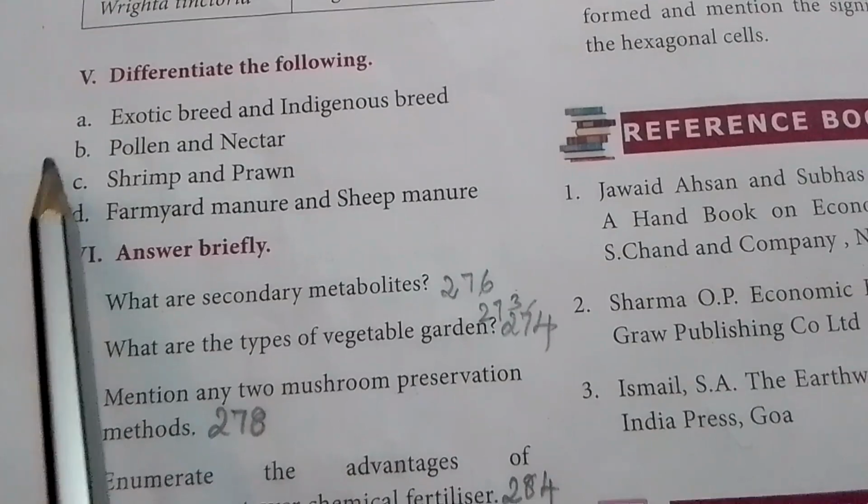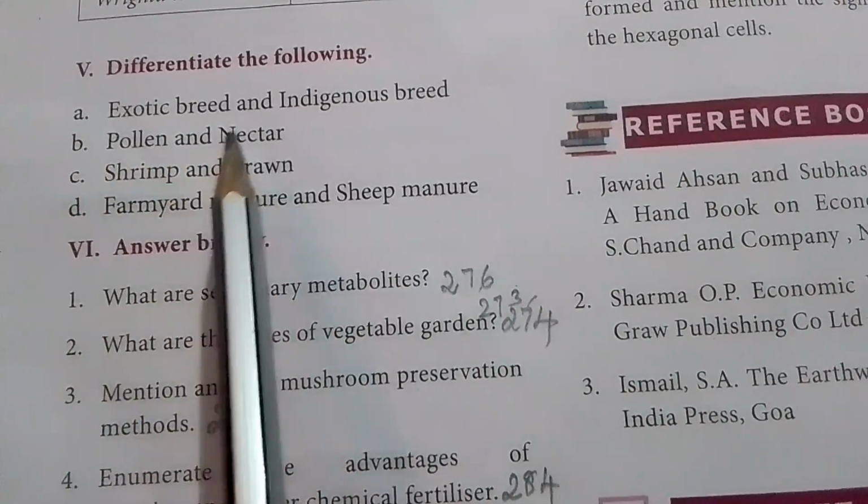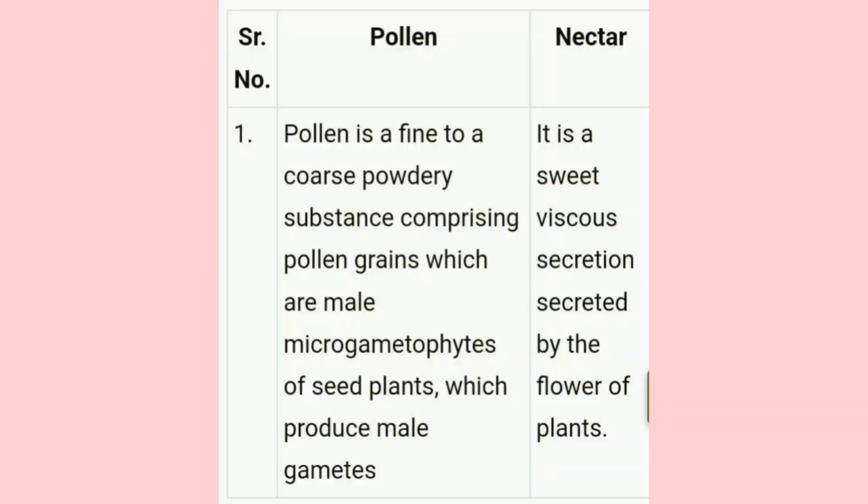Then second one B, pollen and nectar. First point, pollen is a fine to a coarse powdery substance comprising pollen grains which are male microgametophytes of seed plants which produce male gametes. Then nectar, it is a sweet viscous secretion secreted by flowers of plants.